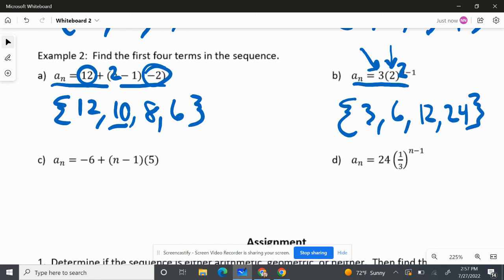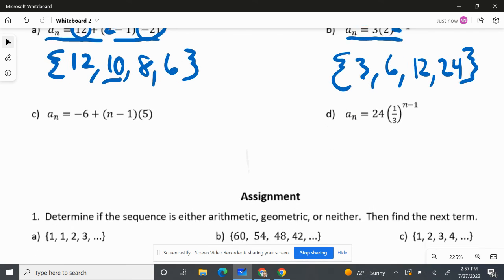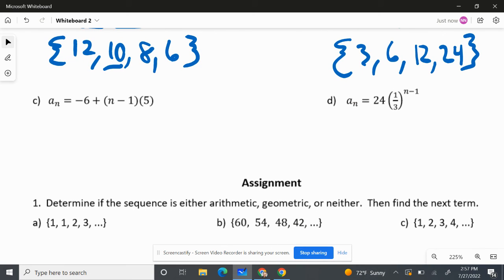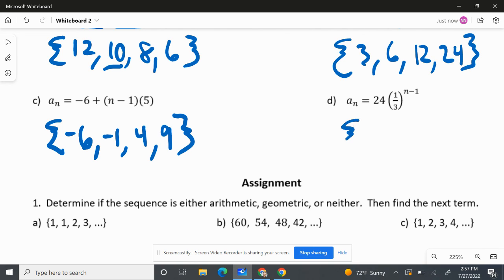Pause the video and try the next two. So for letter C, our first term we know is -6, and we're adding 5. So that's -1 and 4 and 9. And then for letter D, we start off with 24. Then we multiply it by 1/3, which is the same thing as dividing it by 3. So that would be 8 and 8/3 and 8/9.